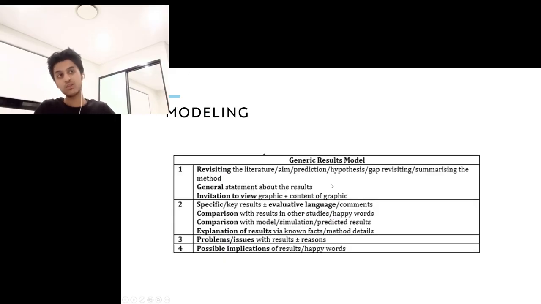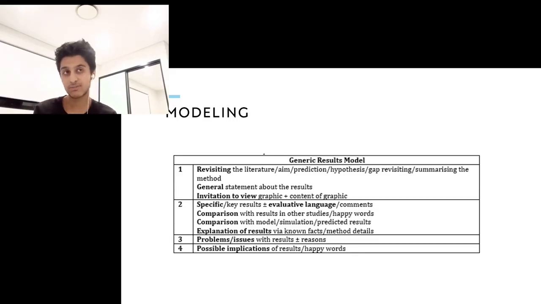Next. Now, how do you model your results? So the key model is divided into 4 sections. You want to revisit literature, aim prediction, so you want to start by creating that flow. Then you want to make a general statement about the results. And then you want to invite them. This is where your frame comes in. You want to invite them to view the graphic or the content of the graphic.